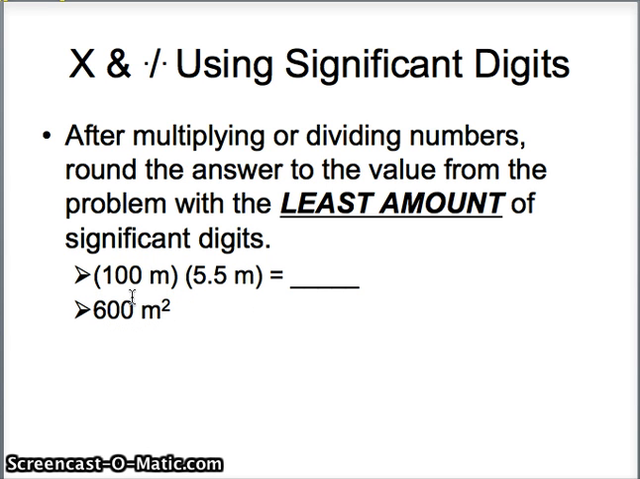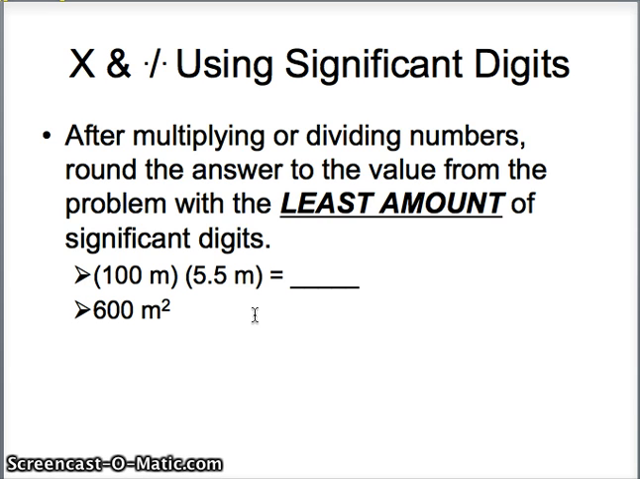100 has only one significant digit because these zeros here are placeholders. 5.5 has 2 significant digits. And so when we multiply 100 times 5.5, it really is 550 meters, but we need to round it to one significant digit because this part of the problem has the least amount of significant digits. So we round it to 600 meters squared. Remember, the units must also be multiplied together, giving us meters squared. Now, when you're multiplying and dividing, this rule applies to squaring or square rooting and processes like that.